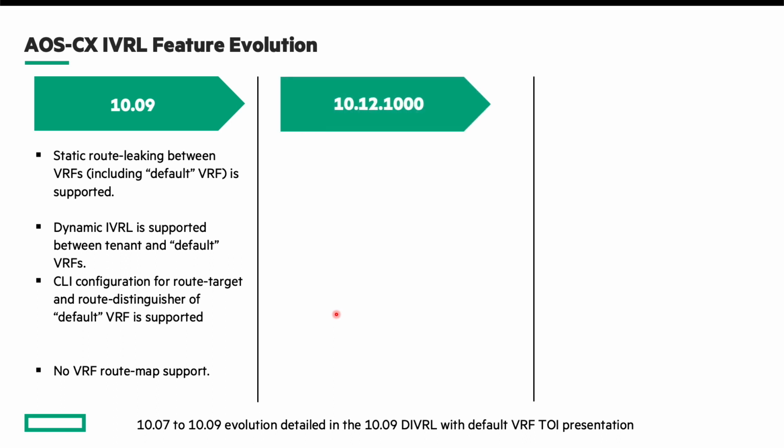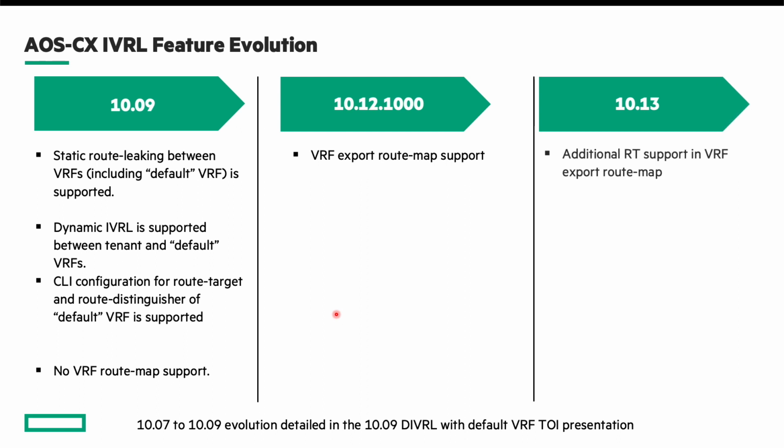In 10.12, not the first release but 10.12.1000, came the VRF export route map, which is the subject of this current presentation. And in 10.13, there is another evolution coming, which is how we can add a route target in this export route map.